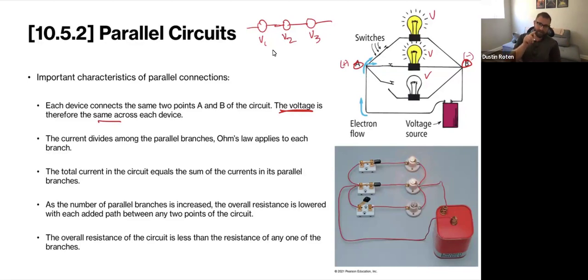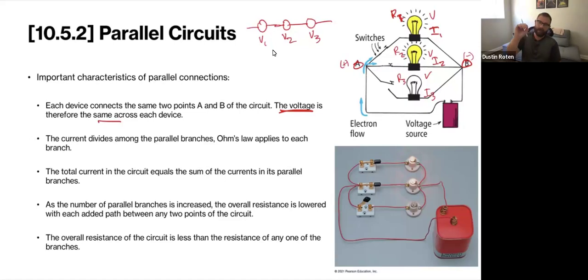So the current divides among the parallel branches, which makes sense, right? Each one of these lights has a different resistance. Oops, that should be R1, R2, R3. Each one of these lamps has different resistance, but the same voltage. Now, if we have the same voltage and we change the resistance each time, well, that means the current is going to change each time. So this one is going to have, I don't know, maybe lots of electrons flowing through it, while this one doesn't have hardly any. And then this one has no electrons flowing through it because it's broken. It's got its open switch.